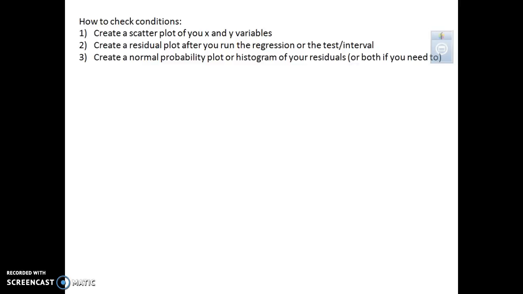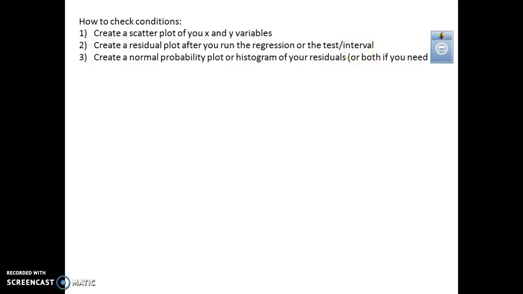So the first thing you want to do is generate some graphs. You're going to create a scatter plot of your x and y variables. The second thing is to create a residual plot, and I'm going to show you how to do that. You have to run your regression. Either run option 8 under Stat Calc, or you can run the LinRegTTest or the LinRegTInt. And for this one, we would want to run the LinRegTInt because that's what we're trying to do here.